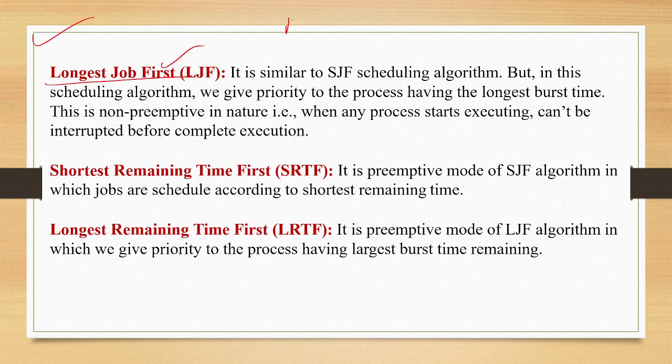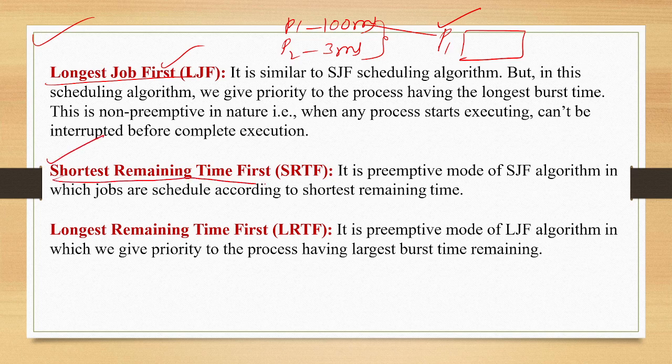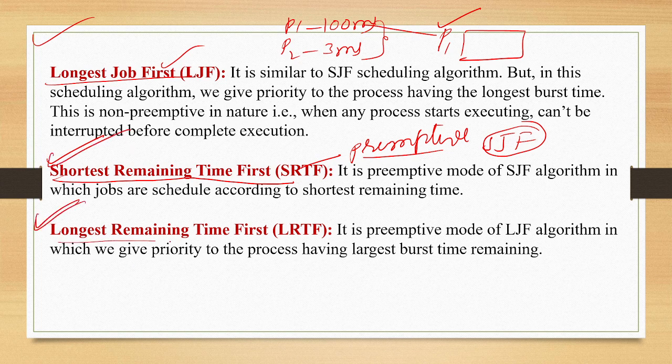Suppose P1 is 100 milliseconds, P2 is 3 milliseconds. The CPU will be allocated to the process which has the longest CPU time. Next, shortest remaining time first. It is called preemptive SJF. What is the other name for preemptive SJF? Shortest remaining time first. Next, longest remaining time first is preemptive LJF.